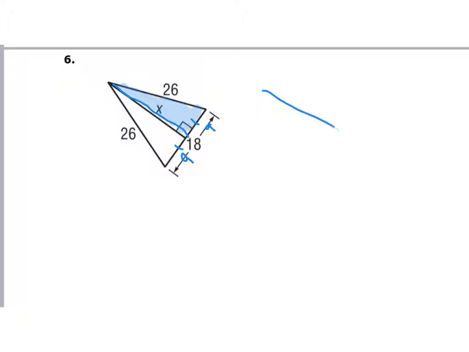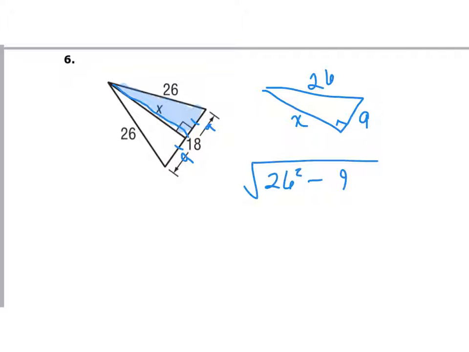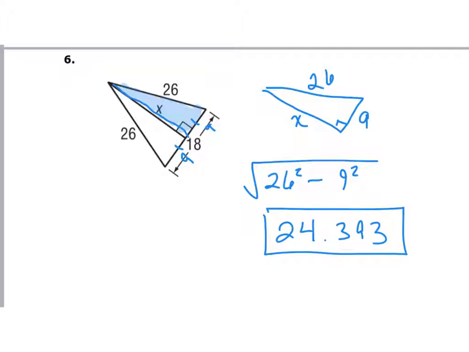And again, if you want to redraw it, you can. It looks like this, with a 9 here, a 26 here, and an X here. Am I looking for a leg or a hypotenuse? A leg, so add or subtract? Subtract. Which one goes in first? 26 squared, 9 squared. So in my calculator, the square root of 26 squared minus 9 squared is? 24.393. Yes.